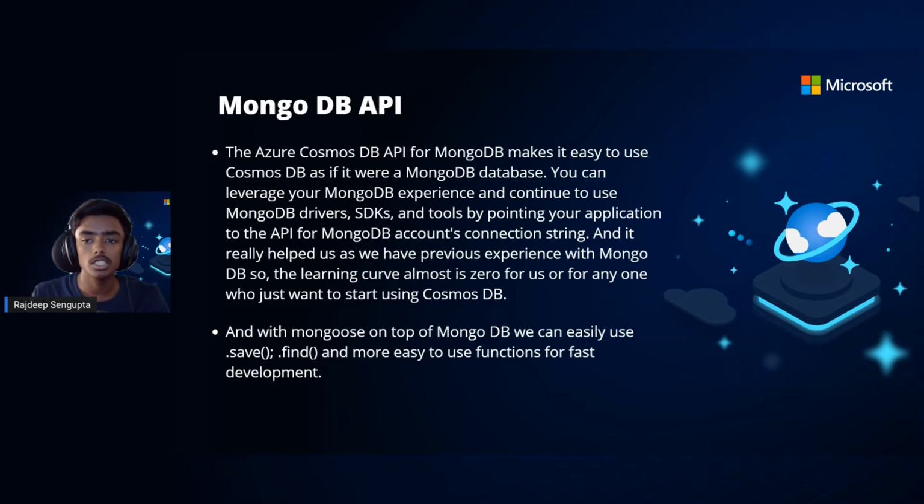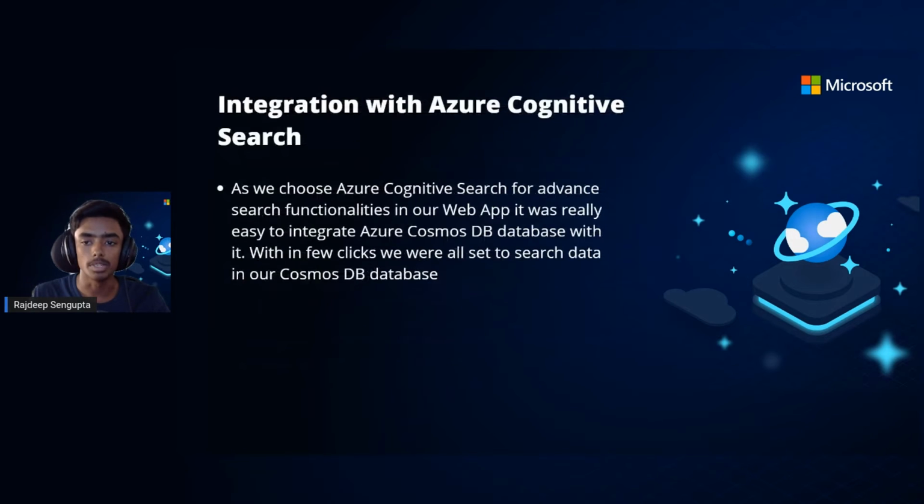You can leverage your MongoDB experience and continue to use MongoDB drivers, SDKs, and tools by pointing your application to the API for MongoDB accounts connecting to Cosmos DB. And it's really helped us as we have previous experience with MongoDB, so the learning curve is almost zero for us. And for anyone who already has experience with MongoDB, it's also going to be a zero learning path for using Cosmos DB. And with Mongoose on top of MongoDB, we can easily use .save, .find, and more easy to use, fast functions for fast development.